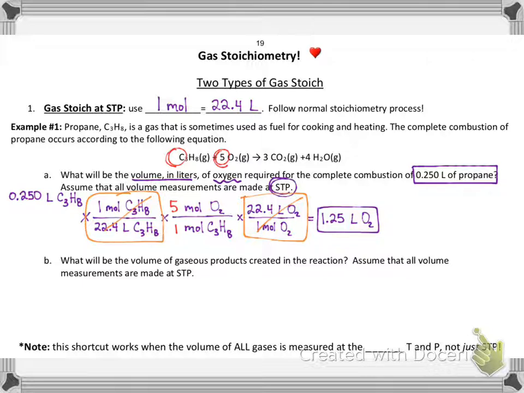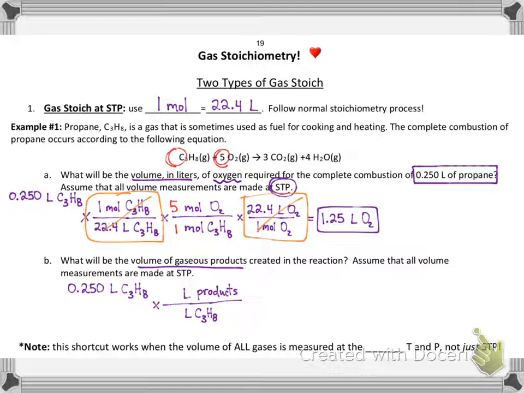This next part wants to know, okay, well, what would be the volume of all the gaseous products that are created, assuming the same amount was reacting as was in the first part? So I'm starting with my same given, my 0.250 liters of propane. And now I'm not going to convert to moles because everything's being made at STP. I'm going to do a liter to liter ratio. Now this ratio is a little bit interesting. So I'm starting with liters of propane because that was my given, but I'm not converting to liters of a specific chemical. They want to know about all the gaseous products. So I'm just going to say liters of products.